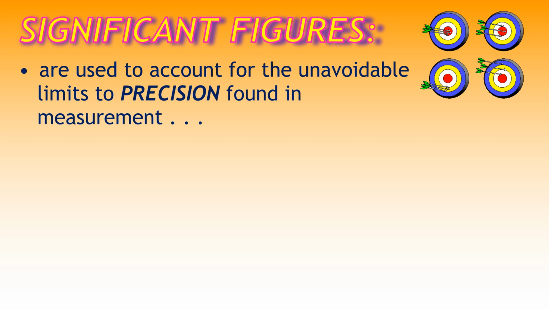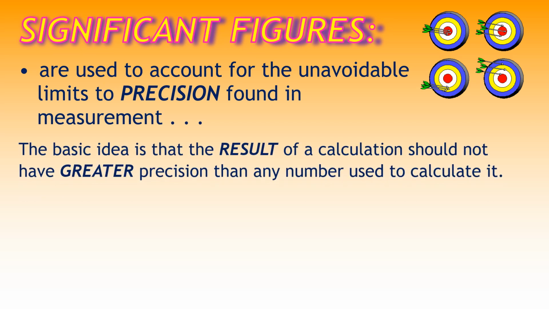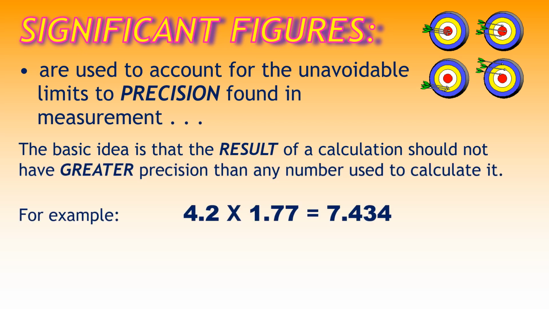Now, one way we can handle it after the fact is to show some caution in evaluating the math, any calculations that we conduct based upon our measurements. The basic idea is the result of a calculation should not have greater precision than any of the numbers used to calculate it. For example, 4.2 times 1.77 equals 7.434. Well, that's certainly a true statement.